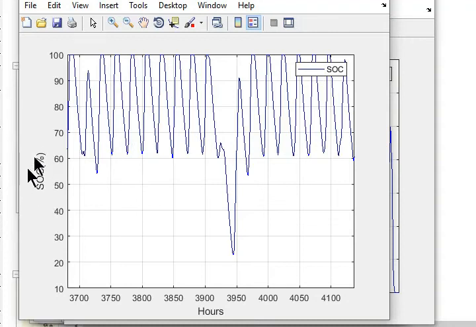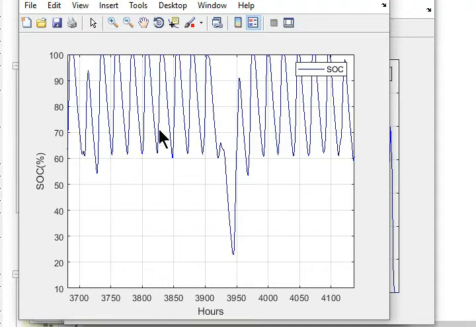As the DOD is 80%, the battery can be discharged to 80%. So you can see that the battery discharge status goes to 20%. So it can go to 20%. I mean the allowed one is 20%. This graph of the SOC is increasing and decreasing.